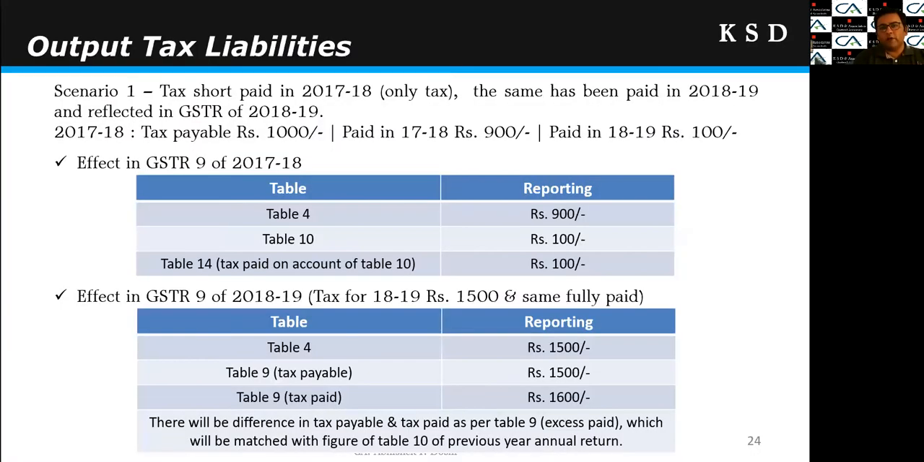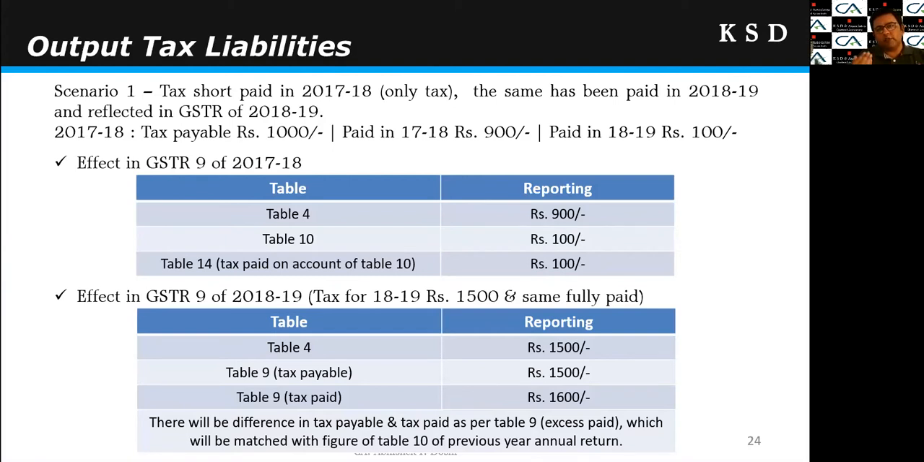So what we have done is that we have bifurcated the issues into output tax liabilities, input tax credit, and some other issues. We will take the issues one by one, and in those issues we will take various scenarios: what the scenarios are and what the possible or probable resolutions for the same are. First of all, output tax liabilities.